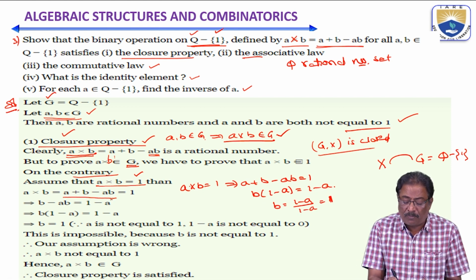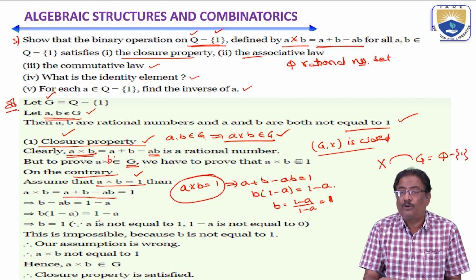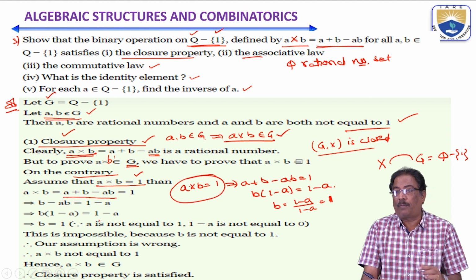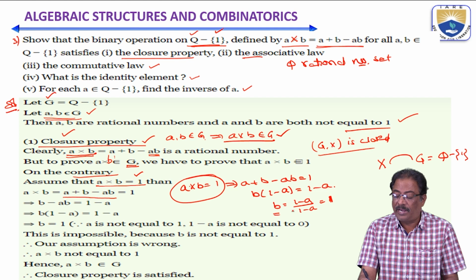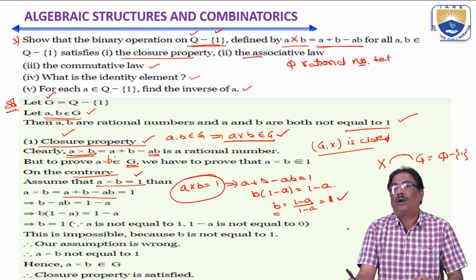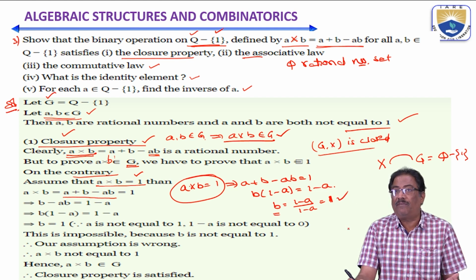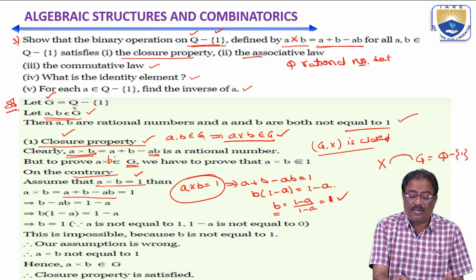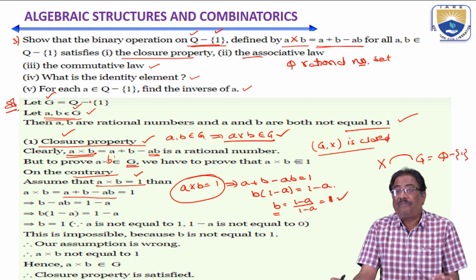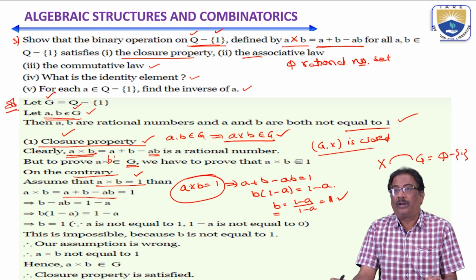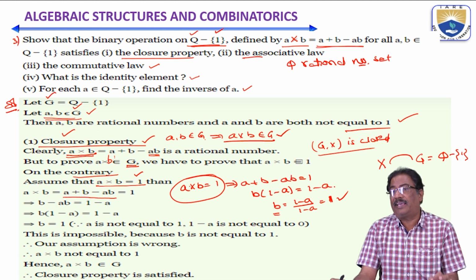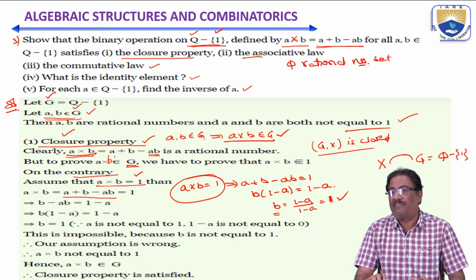See, if I am just taking A cross B is equal to 1, then what am I going to get? B is equal to 1. So what is my assumption? A and B values, if I am going to consider in G, definitely that is not equal to 1. If I am going to take A cross B is equal to 1, so I am getting B equal to 1, which is a contradiction. That means A cross B will never become 1.